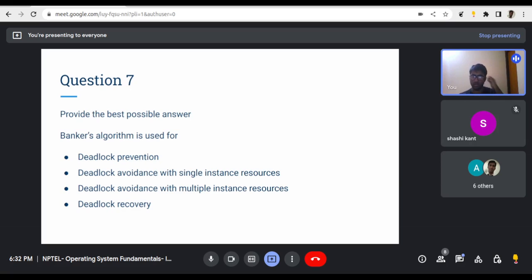Now we'll go to the Banker's algorithm. Can anyone say what it is used for? Deadlock prevention, deadlock avoidance with single instance resources, deadlock avoidance with multiple instance resources, or deadlock recovery. Okay, I got one answer. Anyone else? Okay, I got two answers. Anyone else? It's a pretty simple question, right?